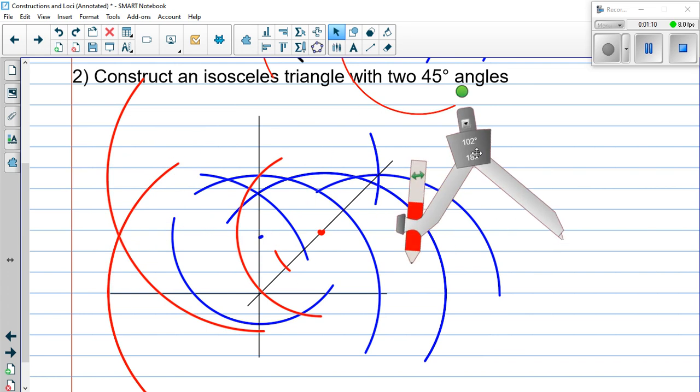Okay. So now we've got our point over on our line, and we have our intersection point over there, and we can draw our lines to connect, because therefore we have created another 90-degree angle. So there we have left with two 45s and a 90.